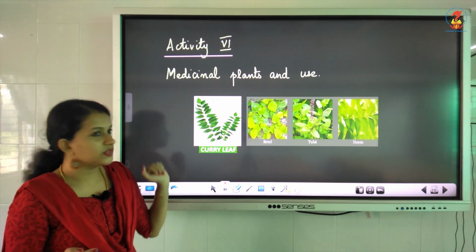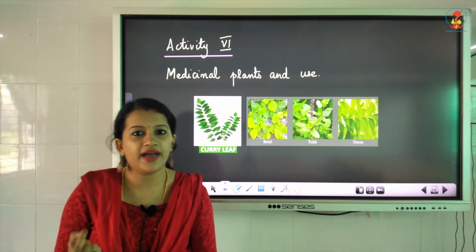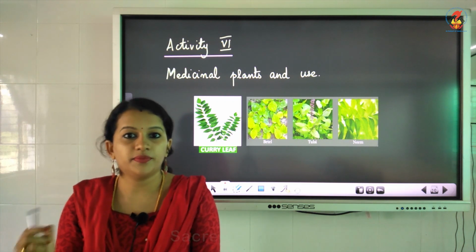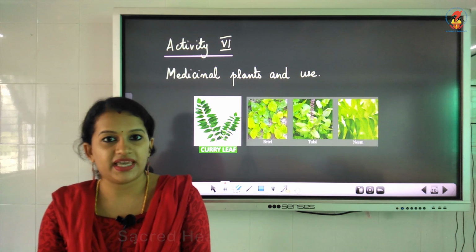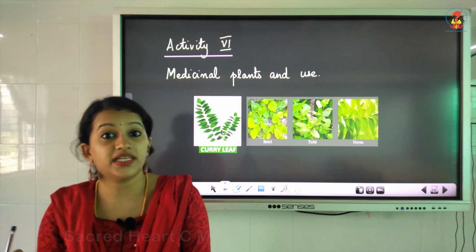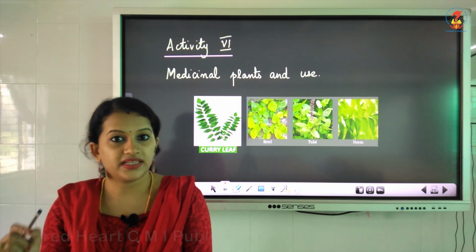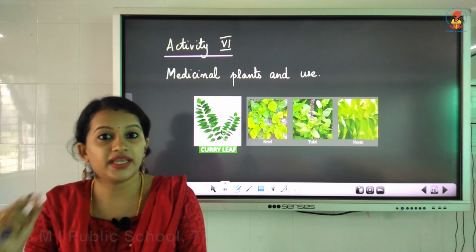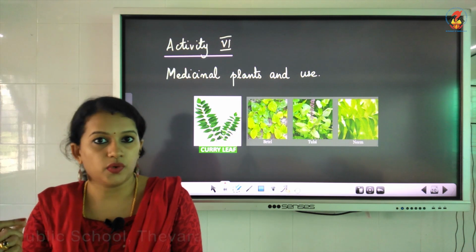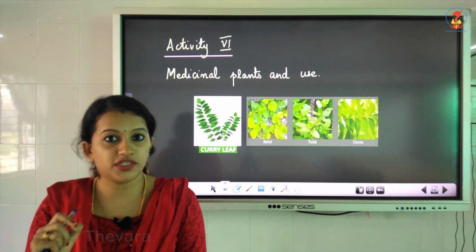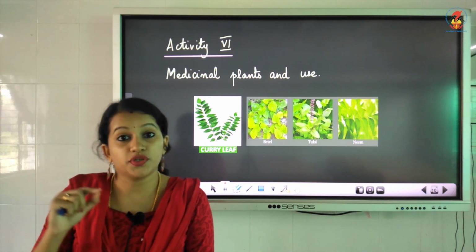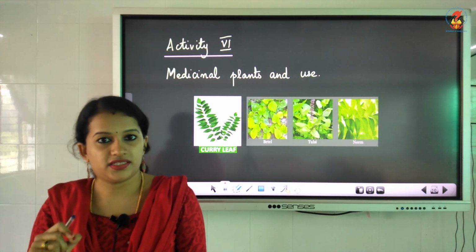Okay. The first one is the curry leaf. You all have eaten curry leaves, isn't it? You must have seen your mother putting it in the curry when she makes it. Okay, curry leaf is actually a medicinal plant. It is very good for your hair growth and also for your stomach. It is used to cure diseases related to the stomach. It is used to cure diarrhea, etc.